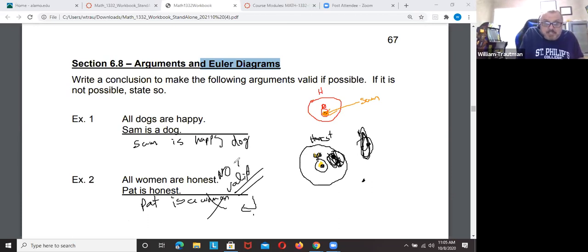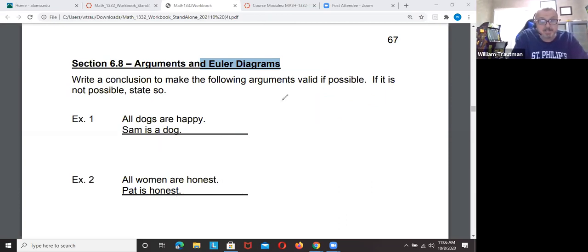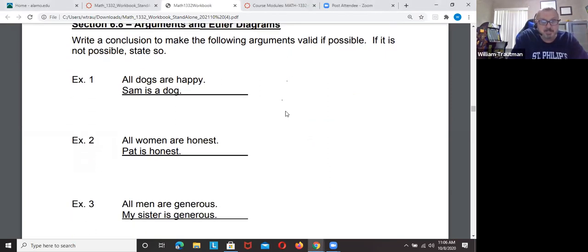It's not valid. It says write a conclusion for the argument if valid, if possible. If it's not valid, state that. And I think it's not possible because I don't know if Pat is a woman or not. So that's why I think this section is confusing. You'll see when we get to the LeBron James one, that's going to be a tricky one.